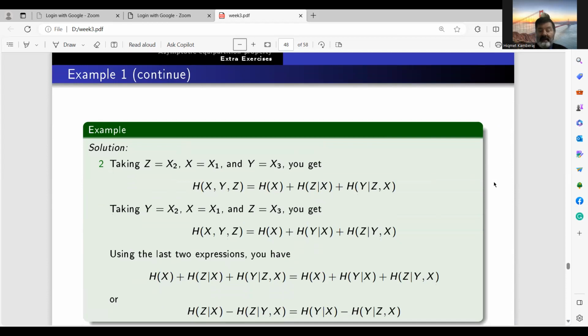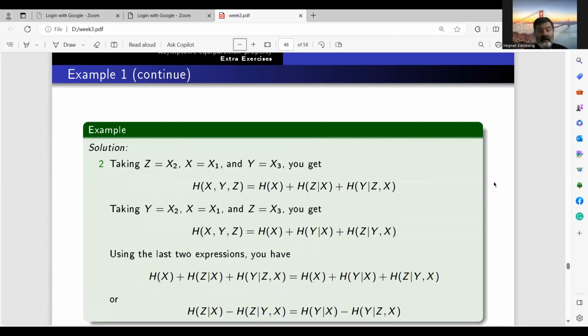Now, again, for the second part, take z equal to x2, x equal to x1, and y equal to x3. Then you get h of x, y, and z is equal to h of x plus h of z given x plus h of y given z and x.